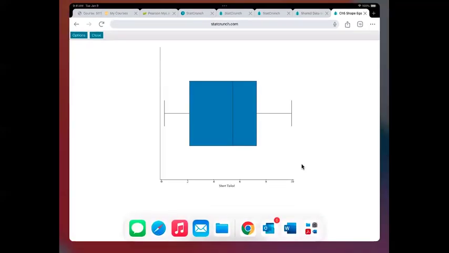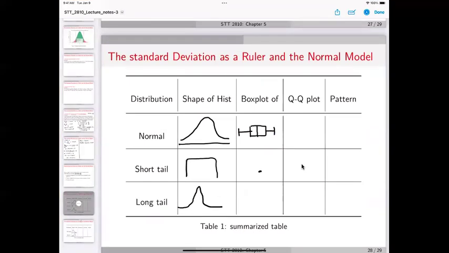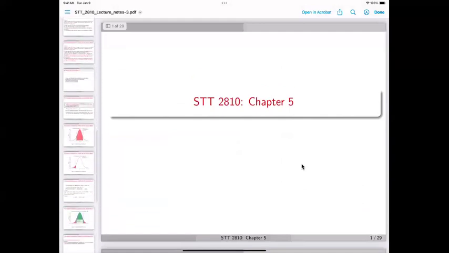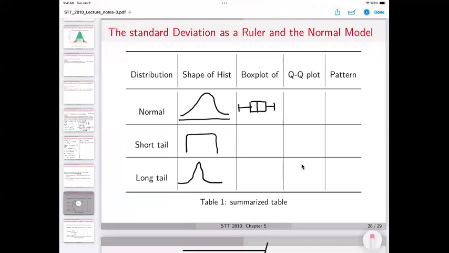So we can see that for the short tail, it looks like this. Is that okay? Now let's do that for the long tail.